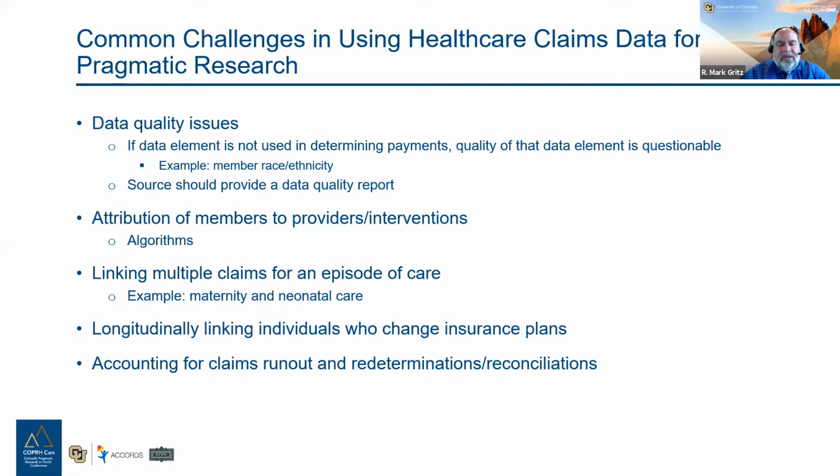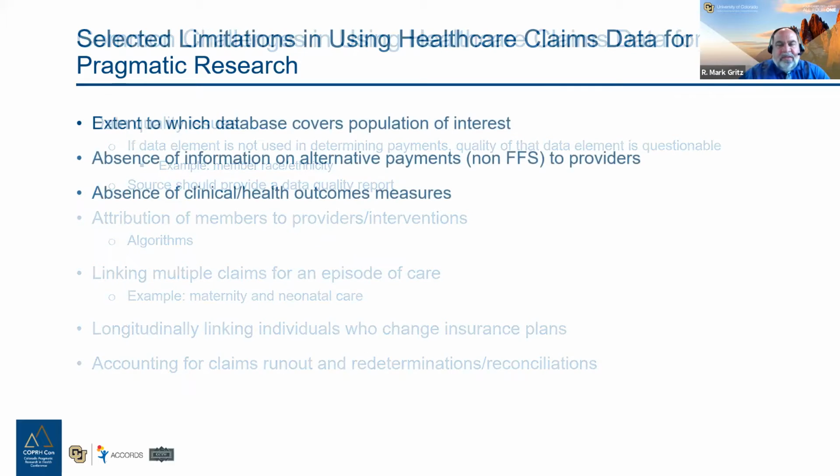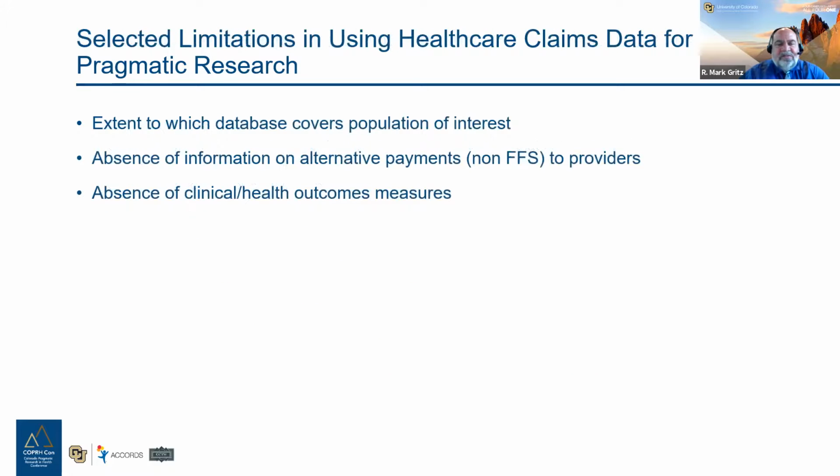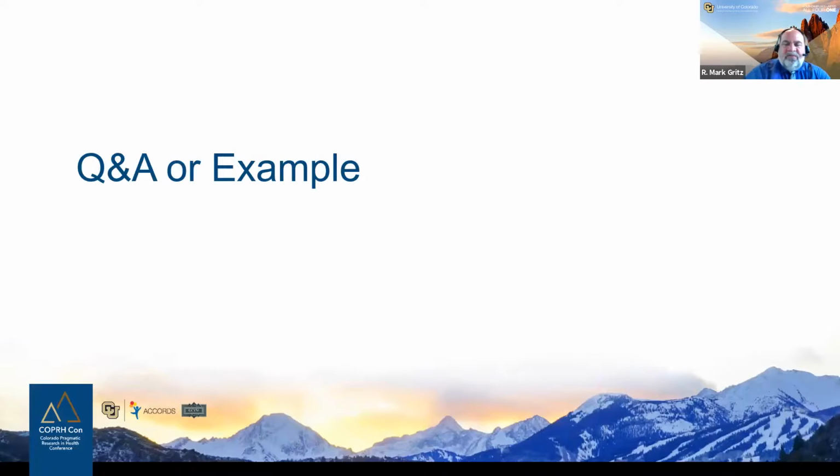That's usually several months. Some of the limitations that I mentioned are, do they include all the population of interest? They don't have non-fee-for-service payments, and it doesn't really have outcomes information. And sorry, with this full screen, my clock didn't show up, so I didn't realize how close we were getting. Happy to answer any questions, and sorry I rambled on for so long.